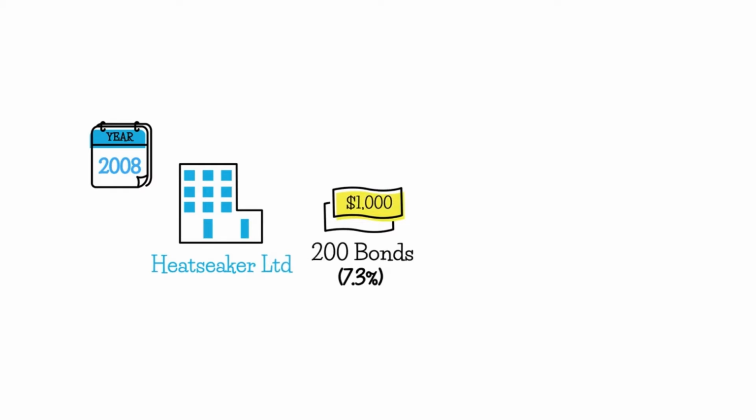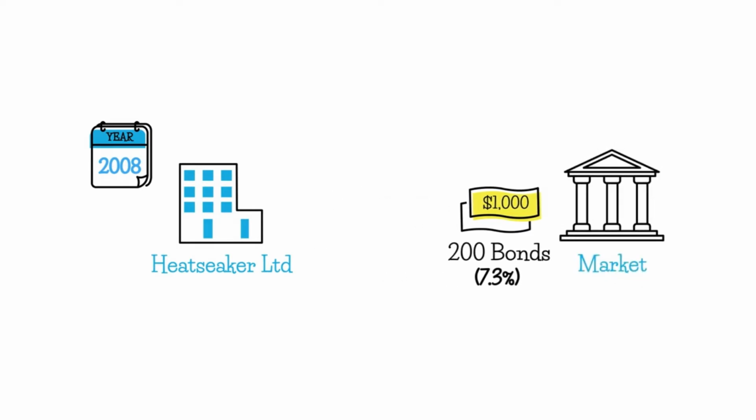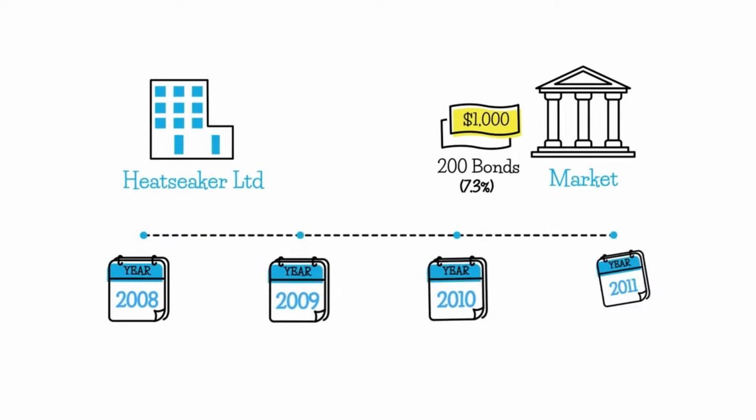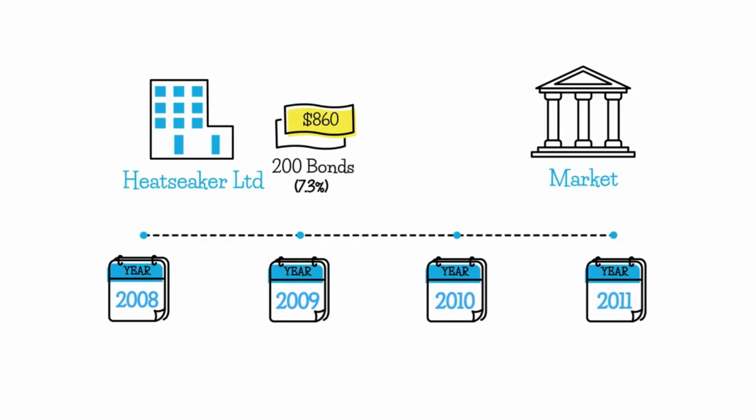At the beginning of 2008, Heat Seeker Limited issued 200 of $1,000 bonds with a coupon rate of 7.3%. This is paid annually in arrears to the bondholders. The bonds have a 4-year maturity, and the question says that the bonds were not very well received by the market, so they received only $860 for each of the bonds. This suggests that there's an effective interest rate of 11.9%. So we're going to prepare the journal entries to record the issue of the bond and the payment of the interest and the coupon rate.